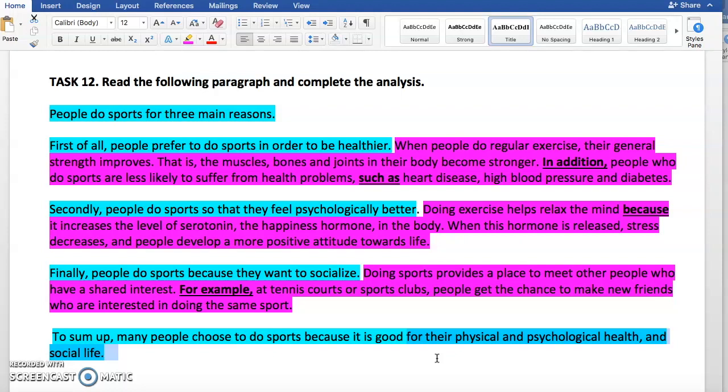And it would also make your summary sentence reader friendly if the majors are stated in the same order that is stated in the paragraph. What do I mean? The first major was about physical health, the second major was about psychological health, and the third major is about social life, socializing. Okay, so if you have a summary sentence, be careful about this point too.